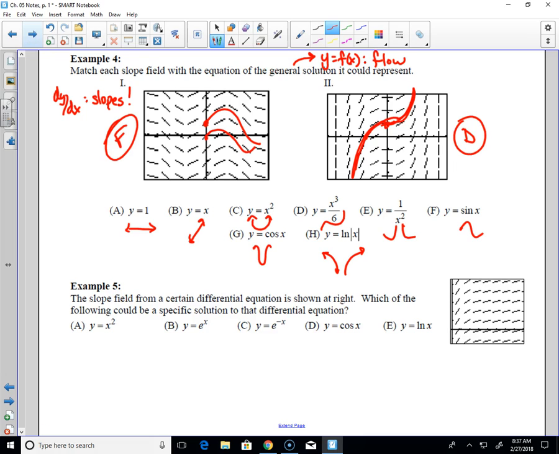All right, example number 5. I'm not going to draw all the sketches. You guys know, follow the flow. These are y's, not dy's. We're not looking at the slopes themselves and the number values of the slopes, looking at the flow. Who flows through this guy? If you need to, choose a point, follow it.